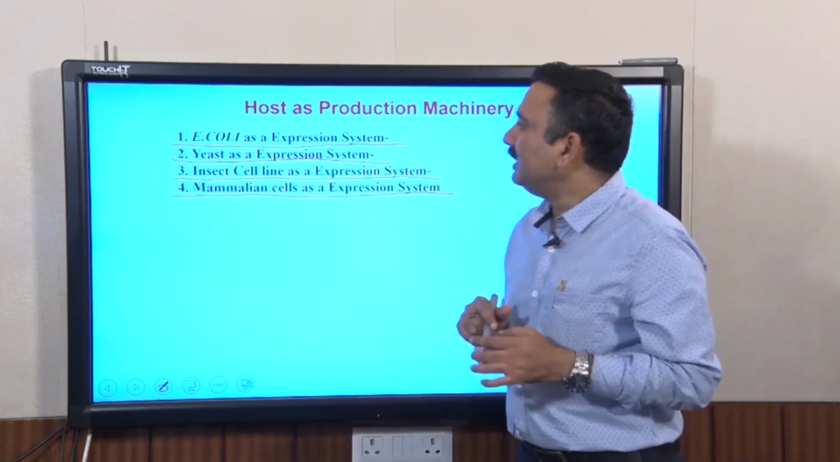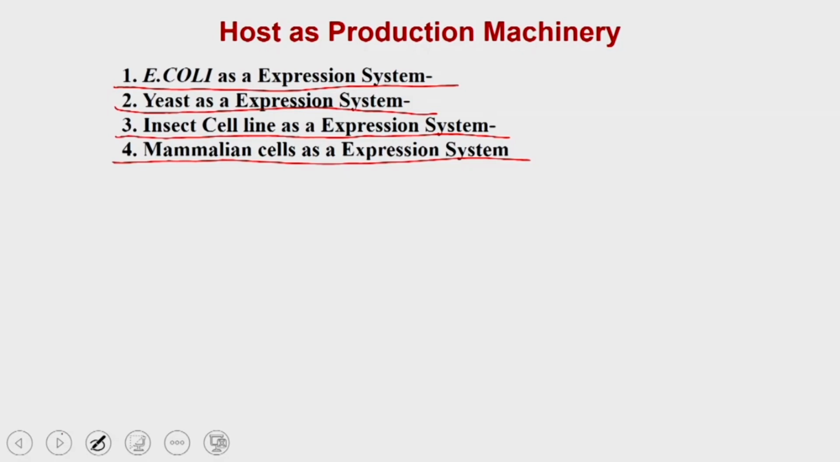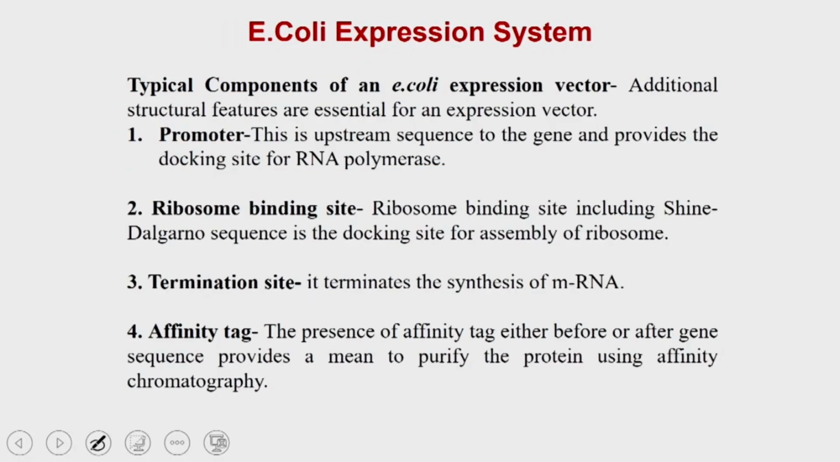So, let us start with E. coli as an expression system. In the case of E. coli as an expression system, a typical E. coli expression system has different components. Although we are discussing only in the context of E. coli expression system, most of these components are present in other expression systems as well.